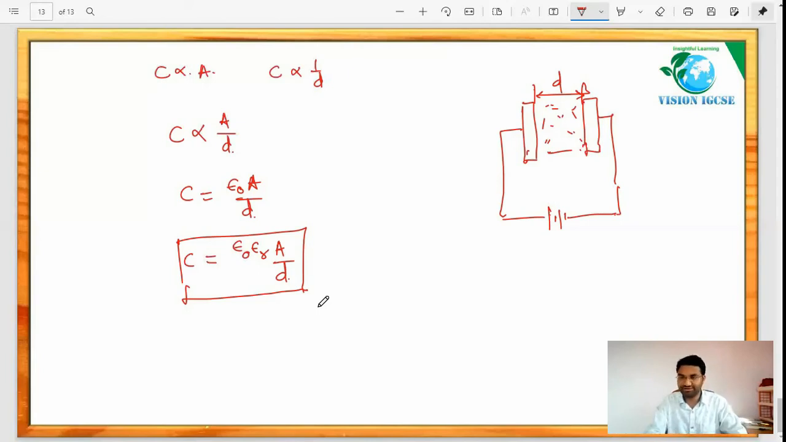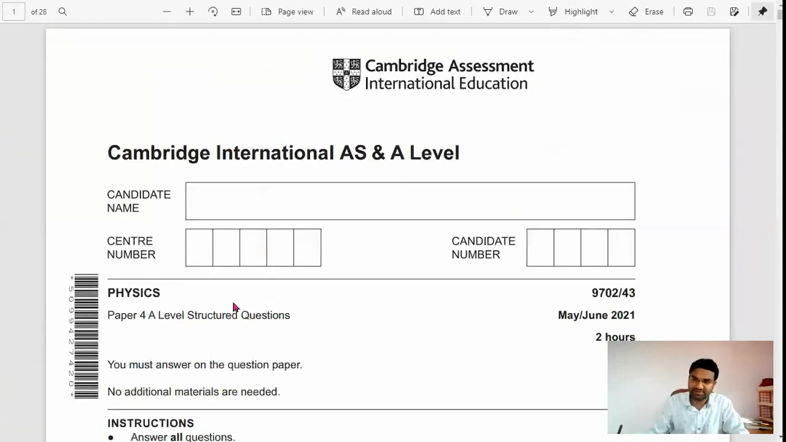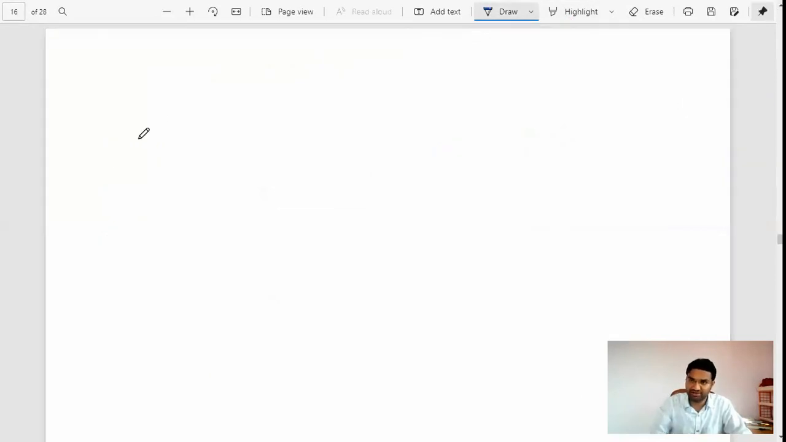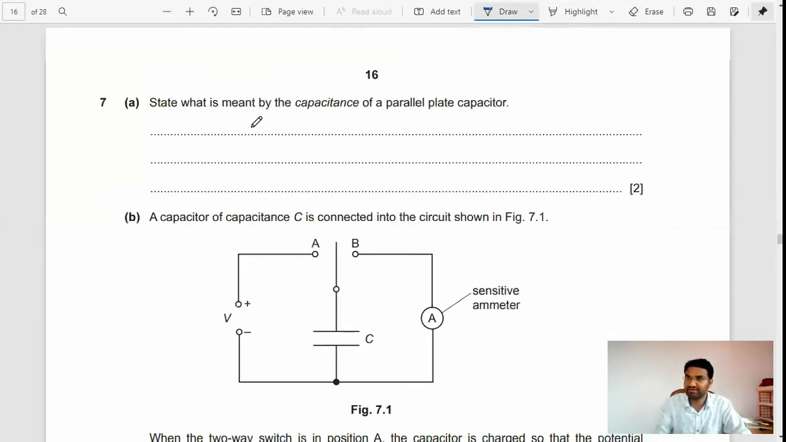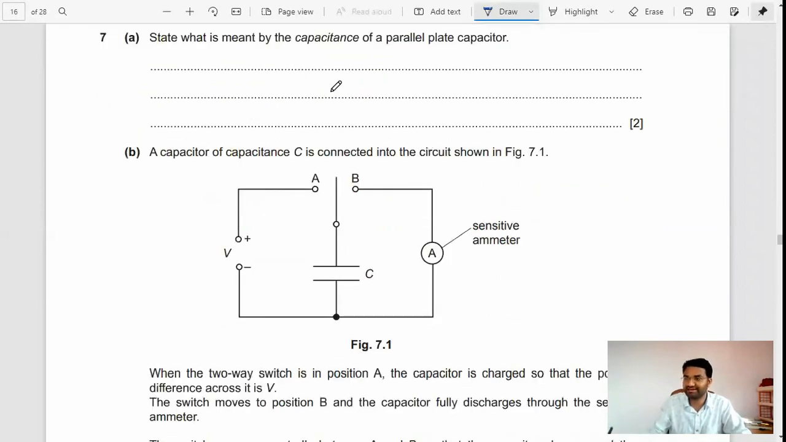Okay, so right, we'll move on to the past year paper. It's a May-June 2021 question paper. Look at here what it says. State what is meant by the capacitance of a parallel plate capacitor.